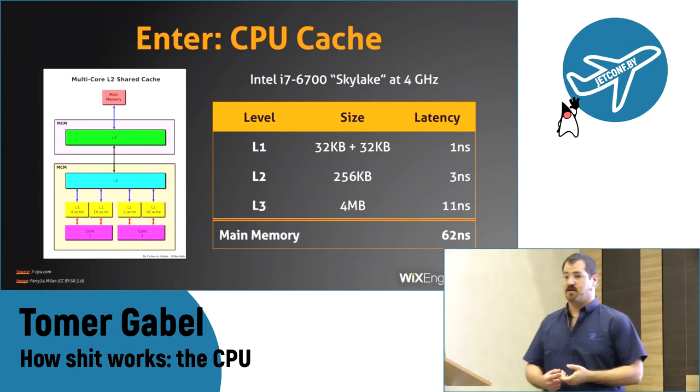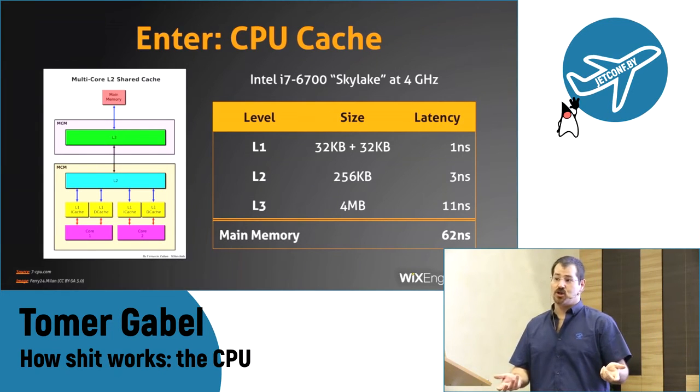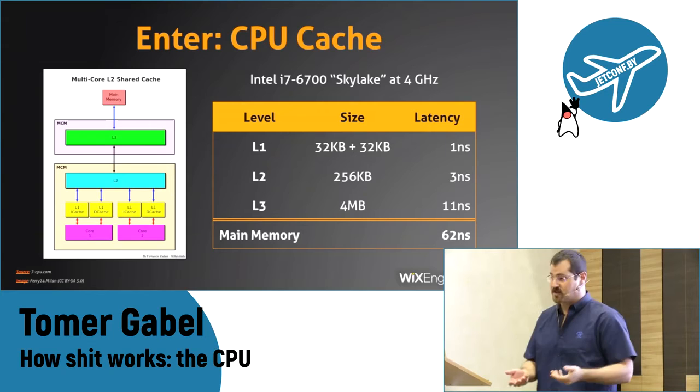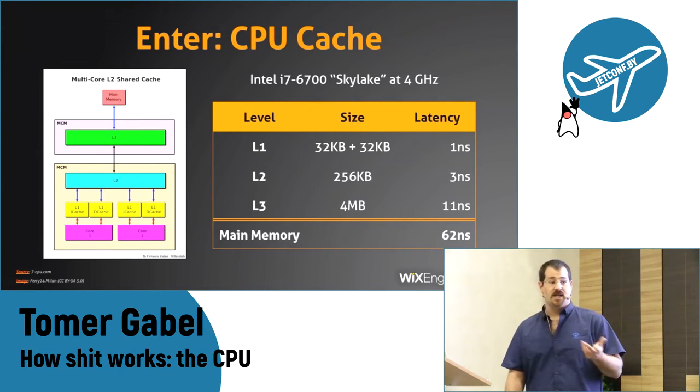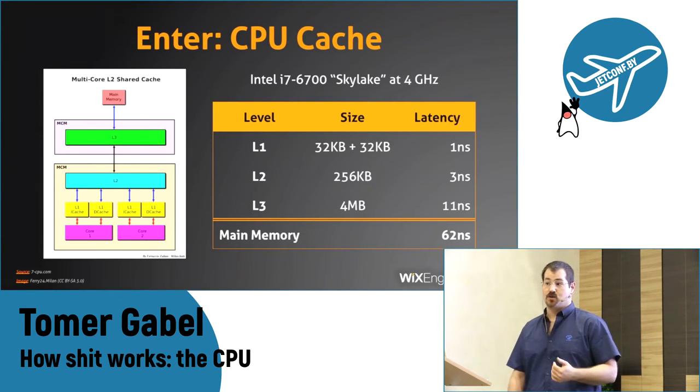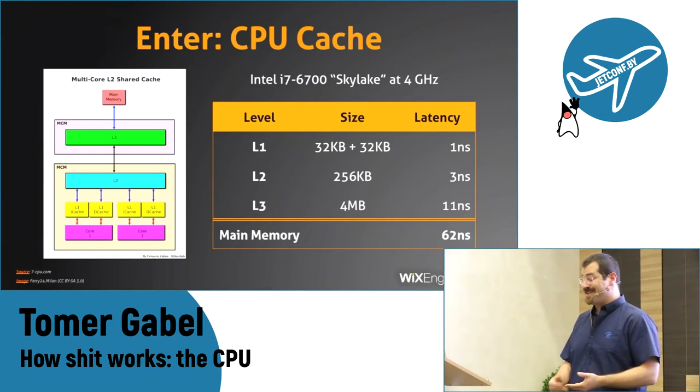The level 1 cache is divided into an instruction cache and a data cache, for various reasons, including historical ones, and it's 64K in size, which doesn't sound like much, except that the access time is 4 to 5 CPU cycles, so that would be about 1 nanosecond.